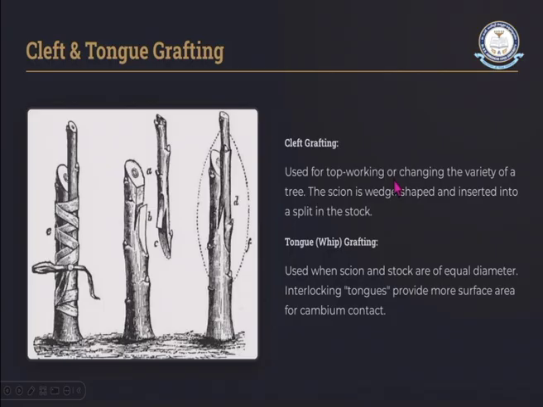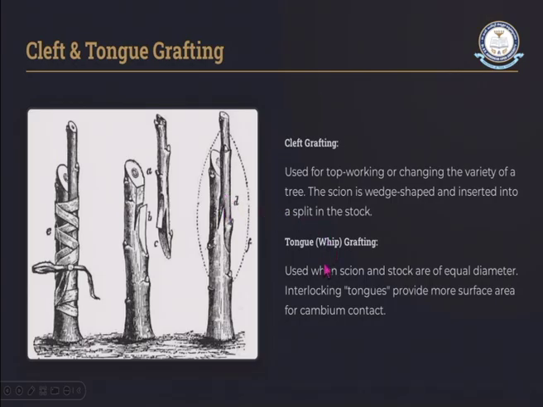And then we see the cleft and the tongue. There are different types of grafting present. The first one is cleft grafting, and the second one is whip grafting. Cleft grafting is used for top working, or changing the variety of the tree. If you want to change the variety of the tree, cleft grafting is used. The scion is wedge shaped, and it is inserted into the split in the stock.